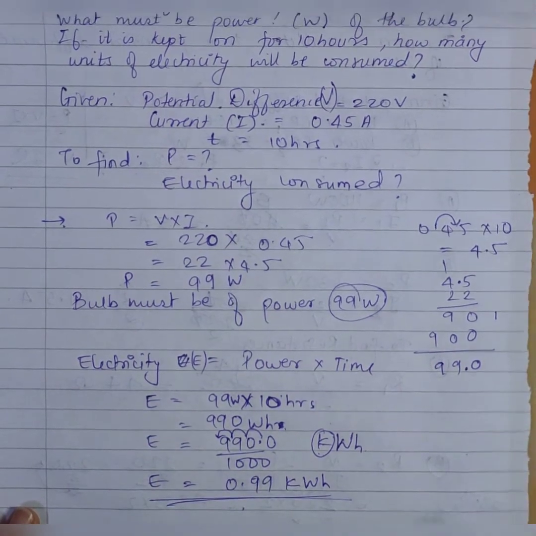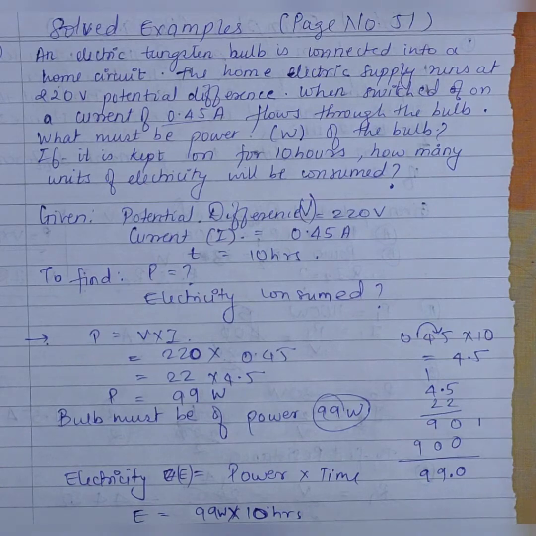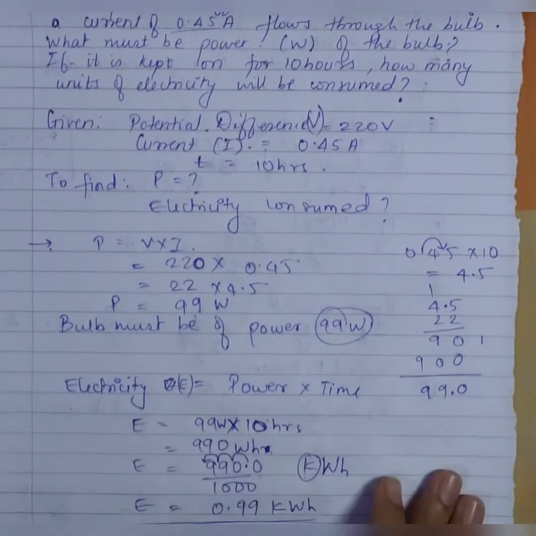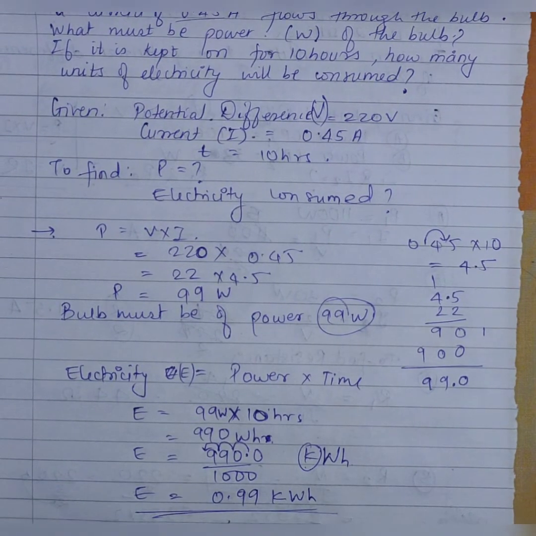Okay, so this is what we have solved in part 1 of the lecture on effects of electric current, and we have covered all the solved examples in your textbook. In the next part, we will be solving all the non-solved examples that are in your textbook exercises.